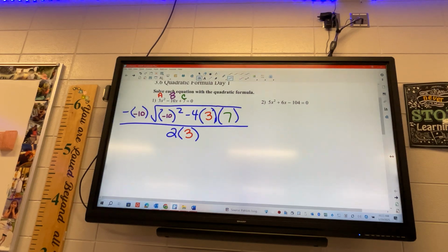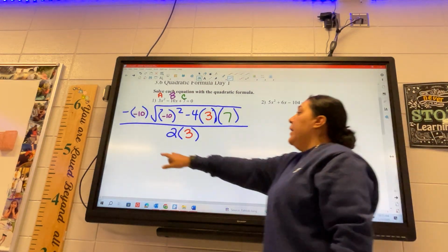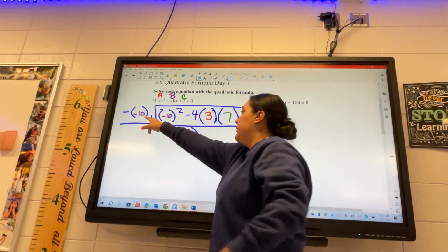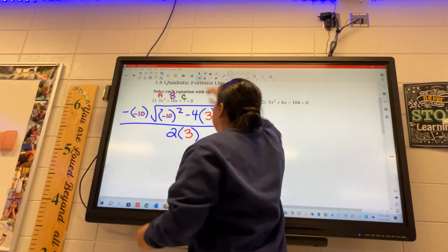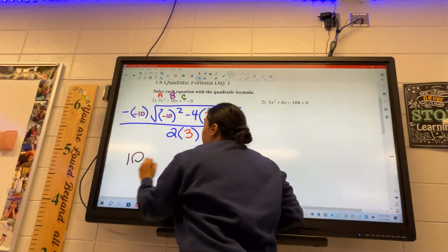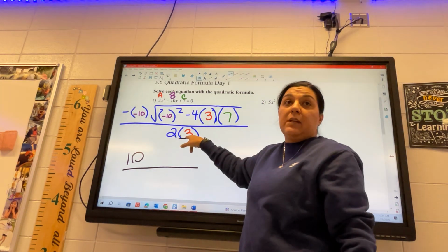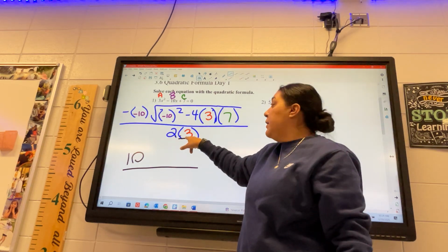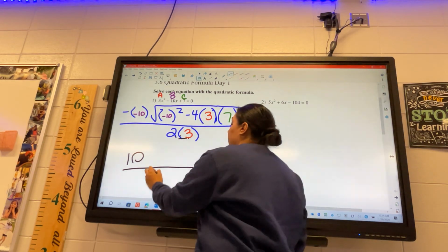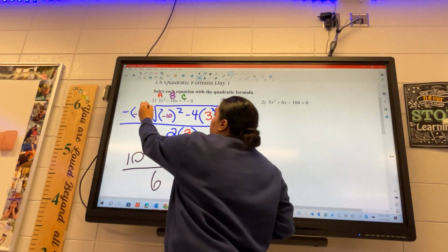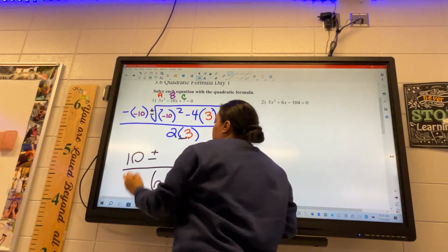Okay. So what you're going to start with. What is a minus 10 minus 10? It's positive. So right here is going to get changed into a positive. So we're going to say 10. On the bottom, what is 2 times 3? 6. Right here, I forgot to put it, there should be a plus minus.